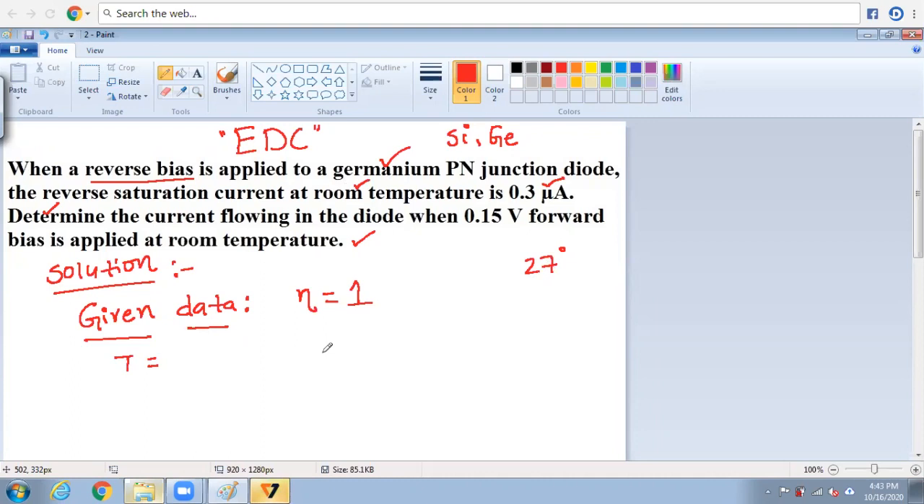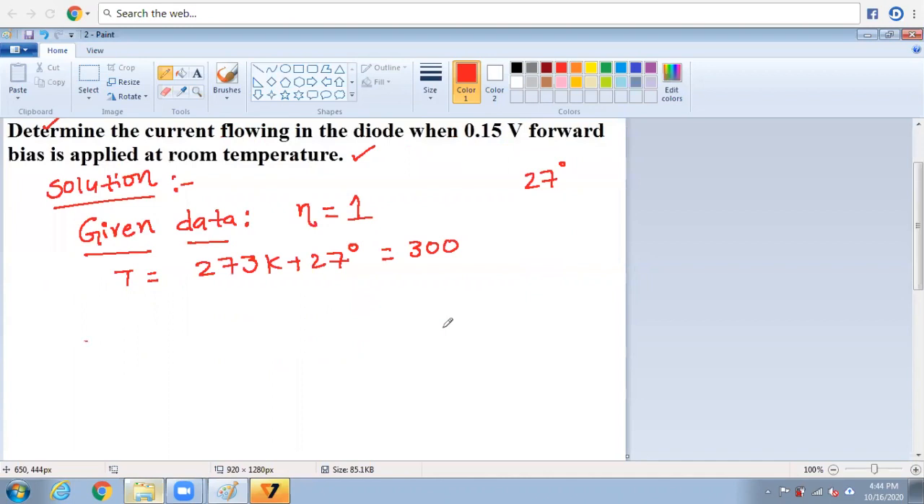If you want to convert into Kelvin, it is very simple: 273 kelvins plus 27 degrees. Now it is how much? 300 kelvins at room temperature. You have to write this directly. This is the T value in kelvins.